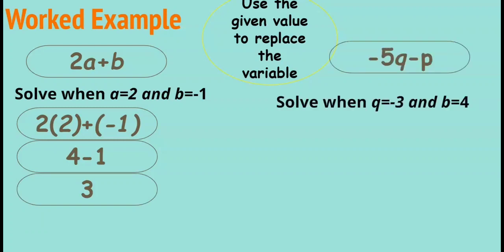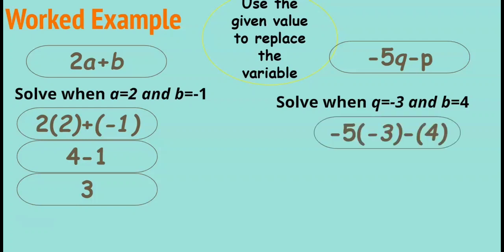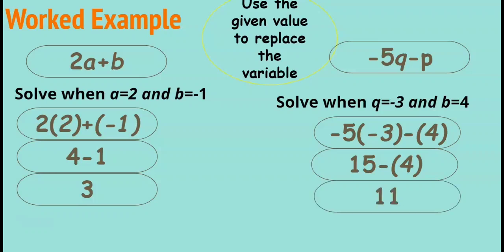So we're looking at another problem. We're looking at negative 5q minus p, and we're solving when q equals 3 and p equals 4. Sorry, that b is supposed to be a p. So let's go. Of course, we're going to rewrite the expression, and we are going to substitute our values where they're supposed to go. Now we have 15 minus 4. 15 minus 4 is 11.